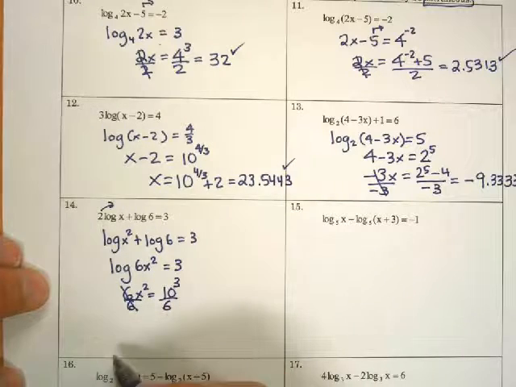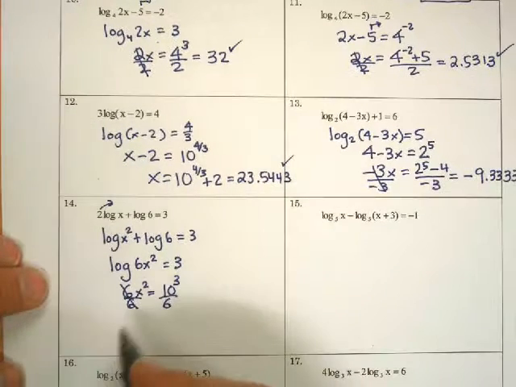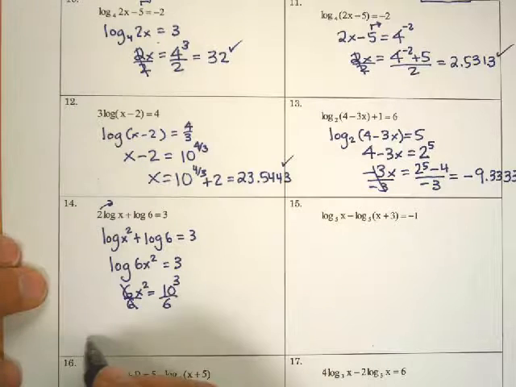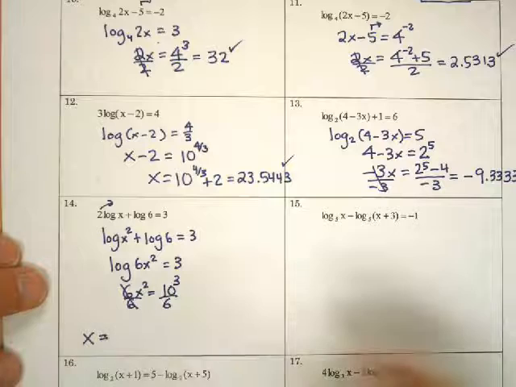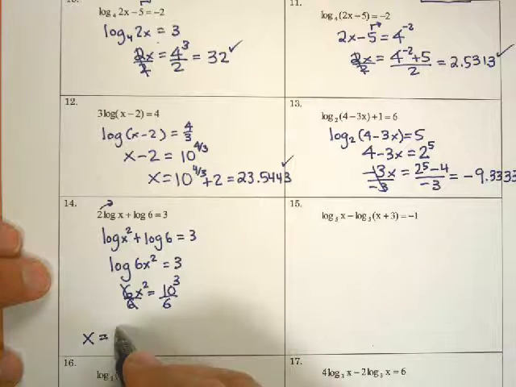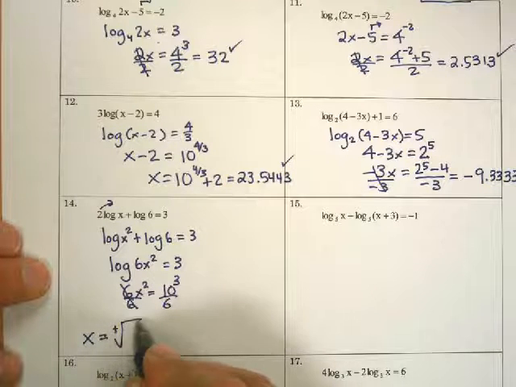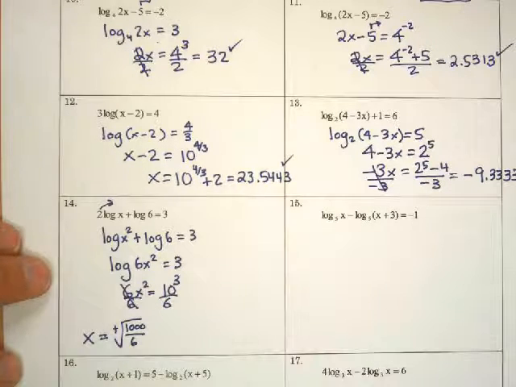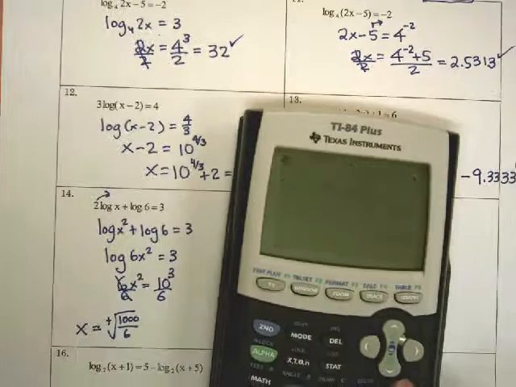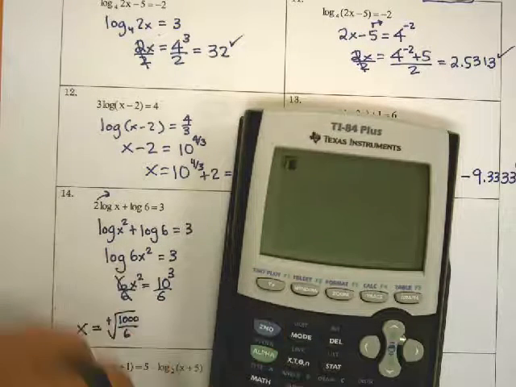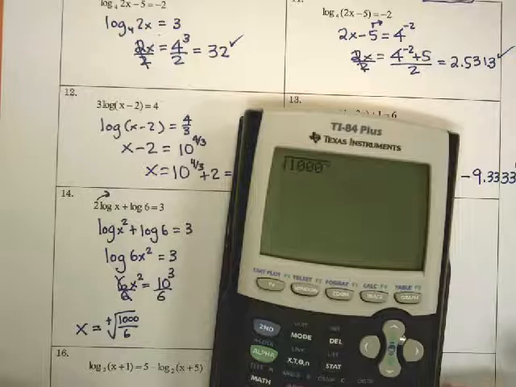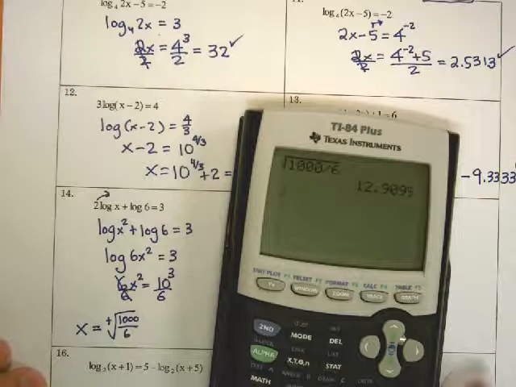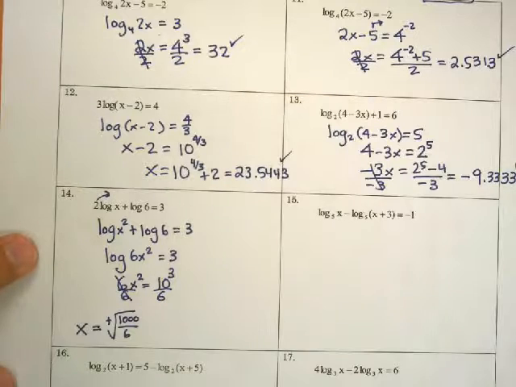And I'll take the square root of both sides, which gives me 2 separate answers here. The positive and negative versions of each other. So I'm going to start with the positive version. 10 to the third over 6, which is 1,000 over 6. Square root of 1,000 divided by 6, and that is 12.9099.